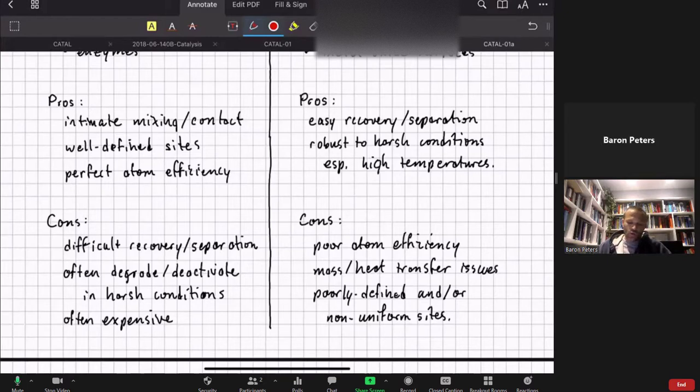Now, the cons of a homogeneous catalyst are that they are difficult to recover and separate from the reaction and product mixture at the end of the process. In many cases, these catalysts, especially the organometallic complexes, tend to degrade or deactivate under harsh conditions. They are often made from expensive metals. You know, of course, nature is an exception. Nature makes many enzyme catalysts out of rather inexpensive things. And of course, acid-base catalysis is not expensive reagents. But when we talk about the organometallic reagents, oftentimes you're talking about platinum complexes, iridium complexes, extremely rare metals in many cases doing these kinds of exotic chemistry.